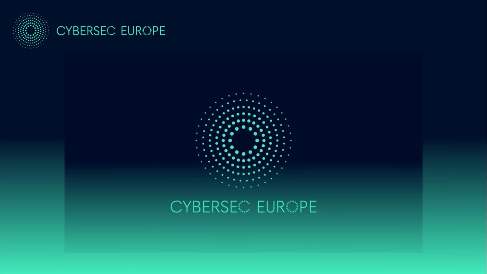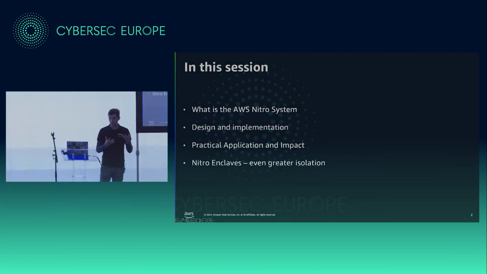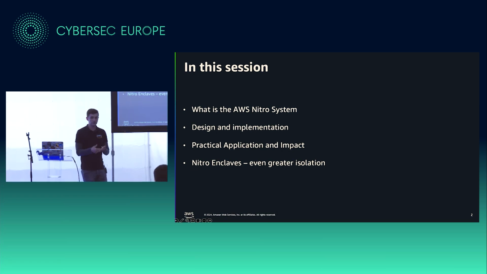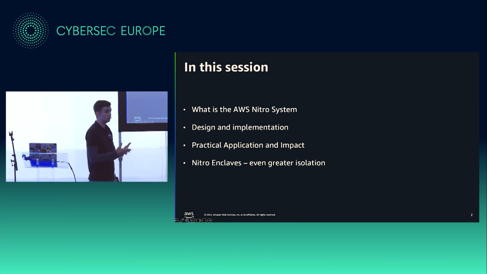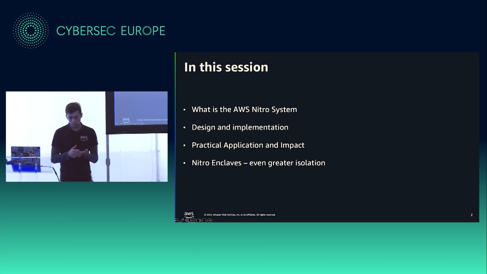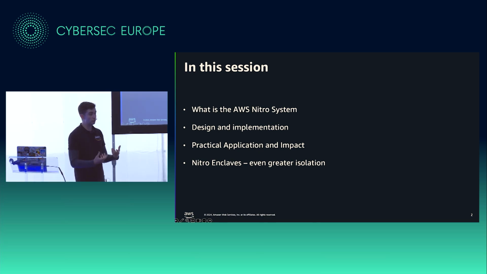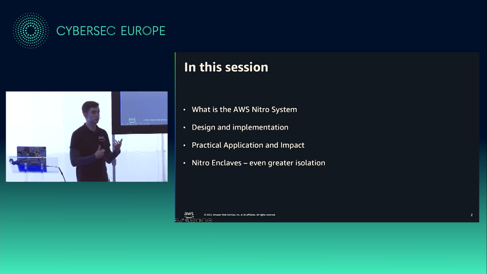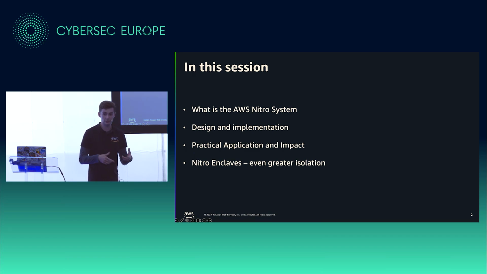But today, we want to talk about AWS and Nitro. We'll go through a few things. We'll start with what is the Nitro system, a great place to start. We will talk about its design and implementation. How did we actually get to the solution that we have? We will talk about the practical applications, how it protects you and your data. And then we'll also talk about something called Nitro enclaves, which is if we want even more protection and isolation for our workloads on AWS.